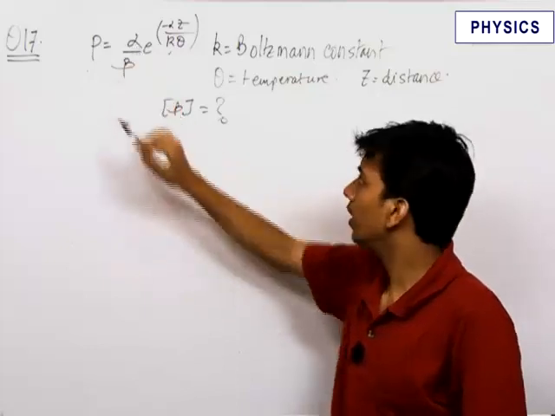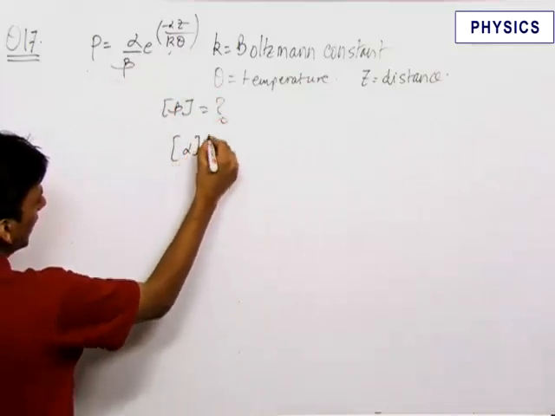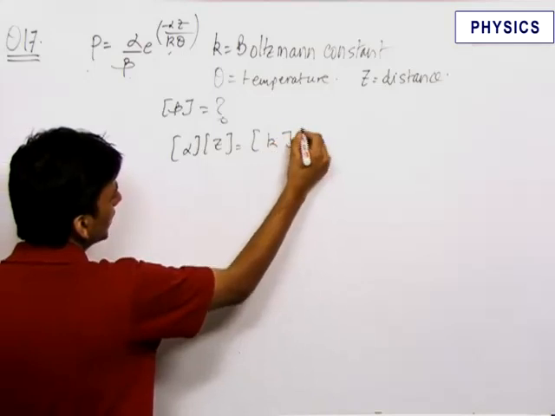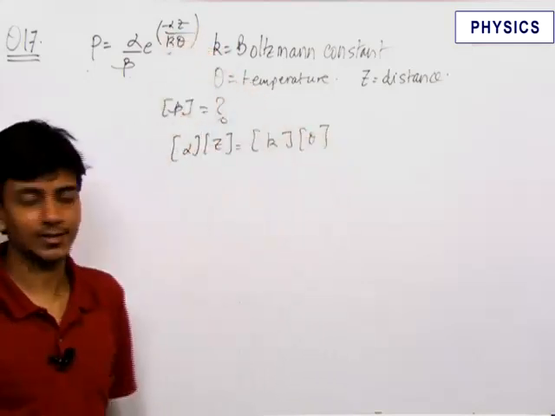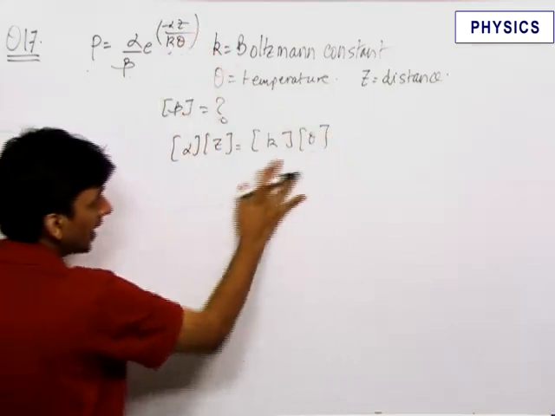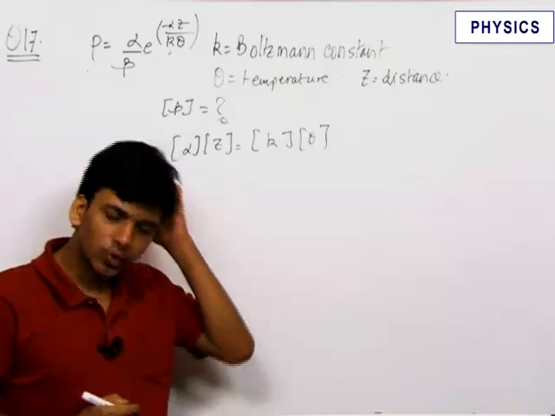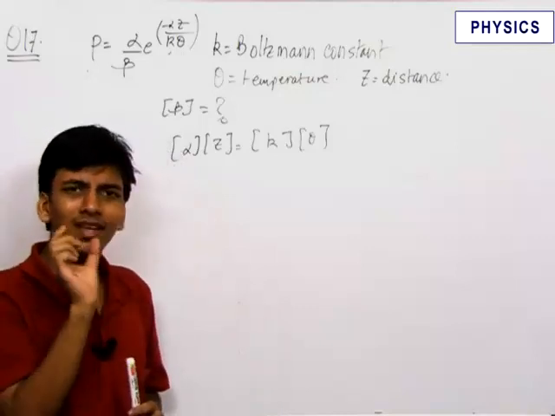Now to find out the dimension of alpha, we clearly see that dimensions of alpha into dimensions of Z is equal to dimensions of K into dimensions of theta, because this whole quantity in the power of e has to be dimensionless. So we need to find out the dimensions of K theta. In finding out the dimensions of K theta, we first find out where do we find something like K theta.